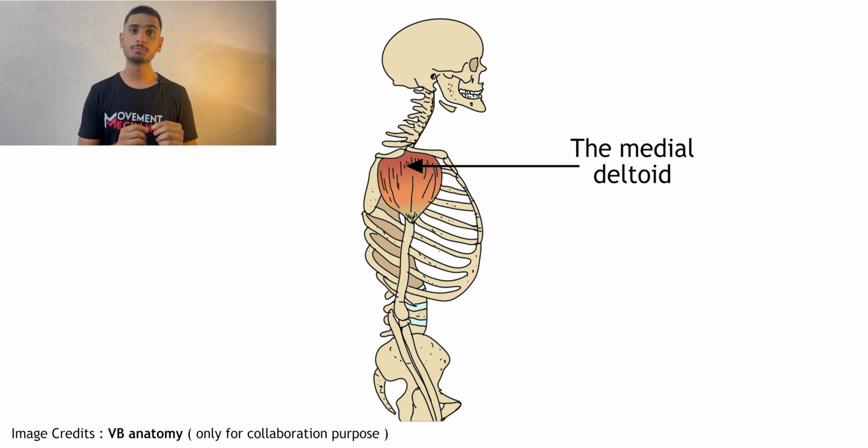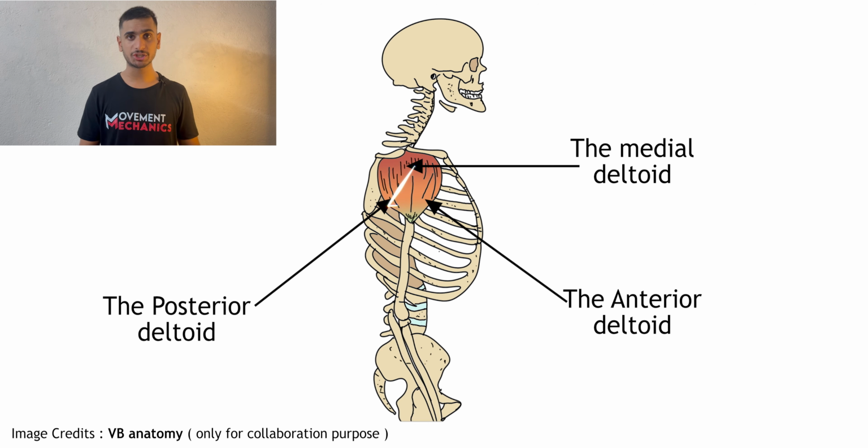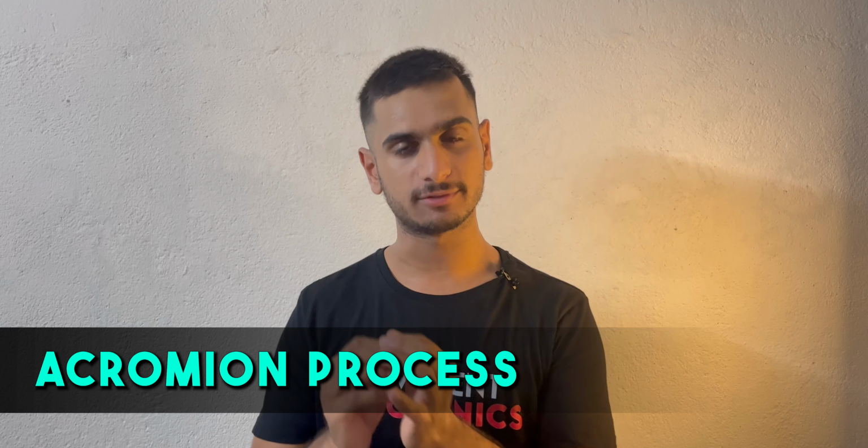Moving forward from the anterior deltoid, we are going to understand the medial deltoid. Now this medial deltoid is in a bit of a tricky position because it lies between the anterior and the posterior deltoid in a triangle like this. So where does this medial deltoid originate? It originates from the acromion process of the scapula and ends again, the same as the anterior deltoid, at the deltoid tuberosity of the humerus.